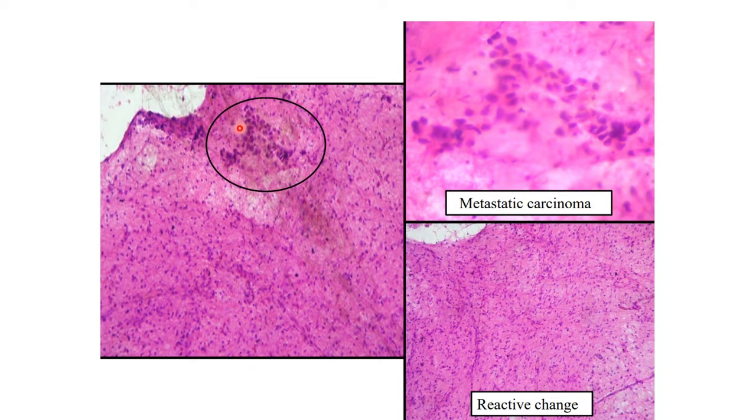What about this one? What do you see here? You can see a foreign cluster of tumor cells. Why do I say it's a foreign cluster? It doesn't seem like brain. If it doesn't seem like brain, with the background showing you a reactive gliotic change, it is somewhat a metastatic change. So a metastatic carcinoma.